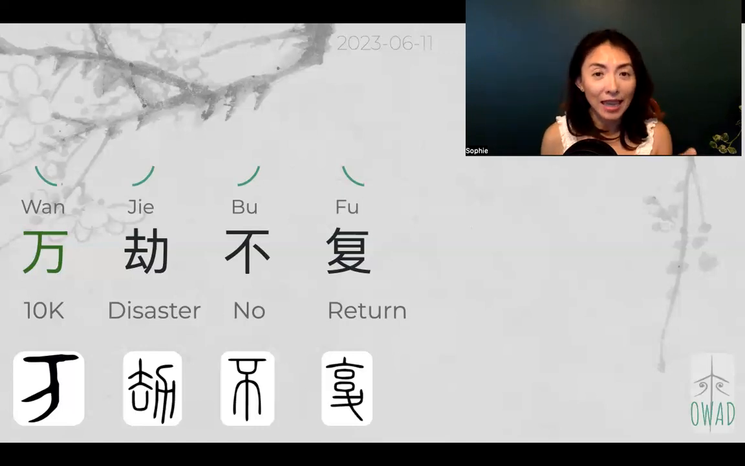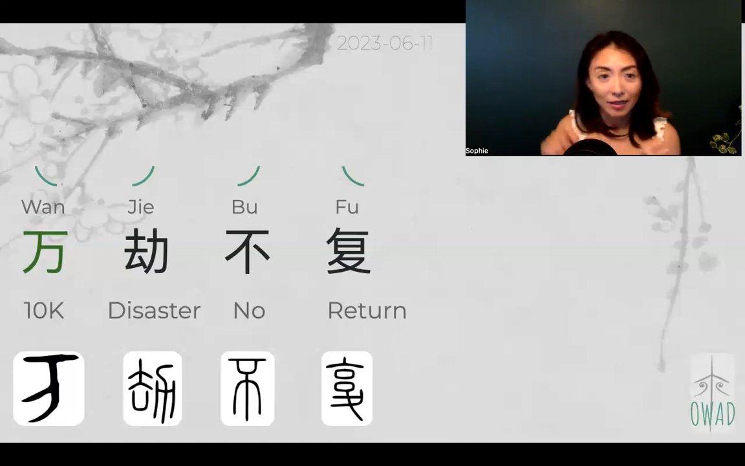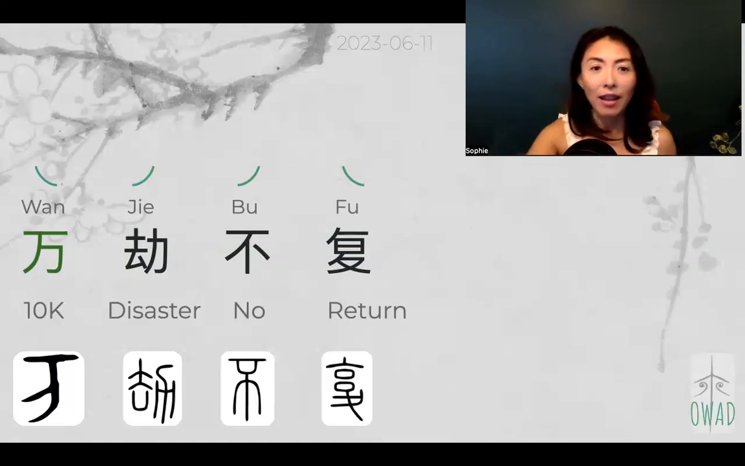So 劫, in this phrase, 万劫 means 10,000 loops of this. It actually doesn't mean 10,000 disasters. It means forever, like forever looping. So one, infinity, right? Forever, this reincarnation looping. Okay, that's the first part. 不劫 is a negation, like no return. 不, we came across multiple times.